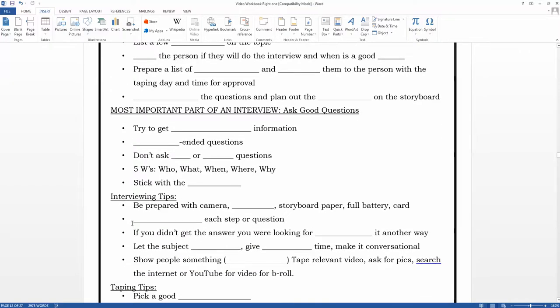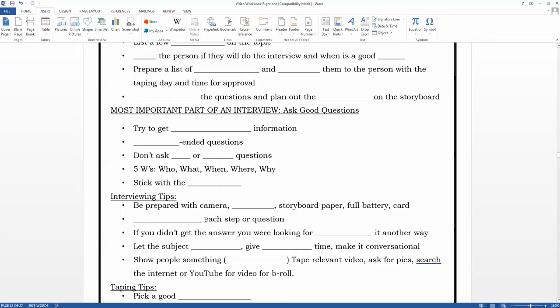When you are ready to do the interview, here are some suggestions to make sure that you're doing a good job. So make sure you be prepared with a camera and then microphone, storyboard paper, full battery or close to full, and your SD card.